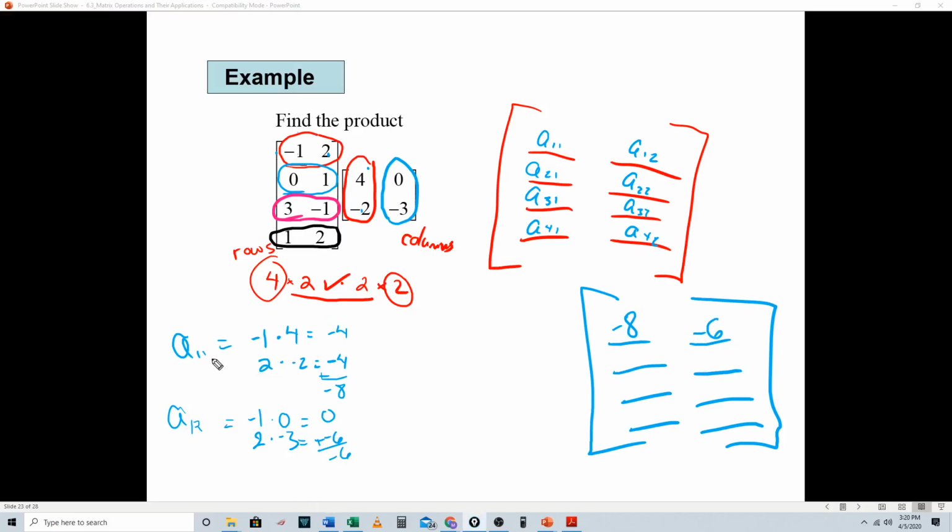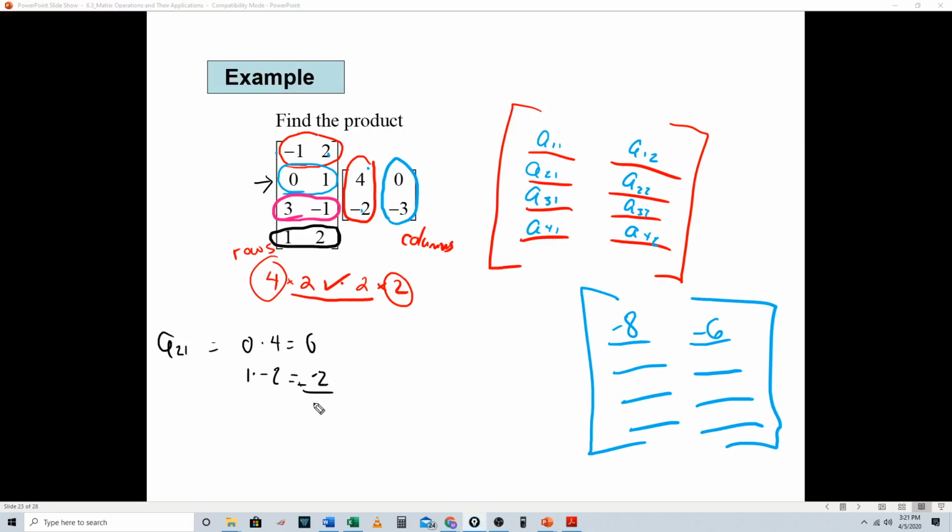All right. I'm going to erase this so we have more room. Then we do second row. So second row, a 2,1. That's going to be second row, 0, 1 times first column, 4, negative 2. That's going to give you 0, negative 2. If you add together, negative 2. And then we have a 2,2, which is second row again, 0 and 1 times second column, 0 and negative 3. Gives you 0 and negative 3.